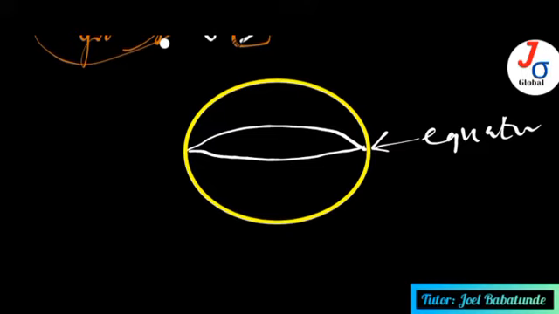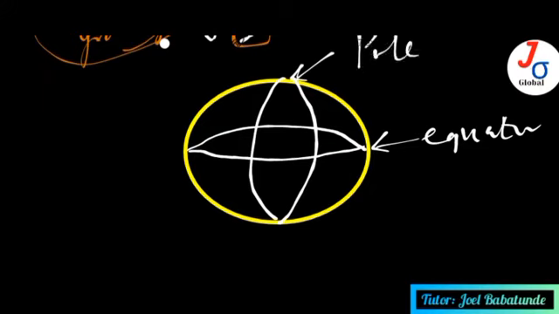Okay, good. And this is called the pole. So you have the North Pole and the South Pole. This is the North Pole and this is the South Pole, of the Earth.